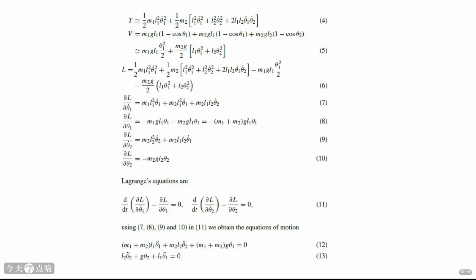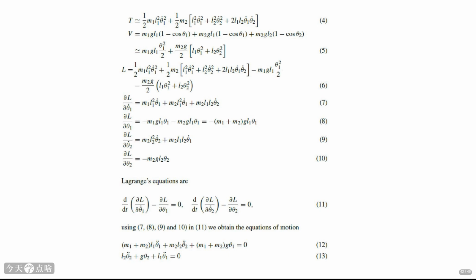With the simplified kinetic and potential energies, we construct the Lagrangian L equals T minus V. Then we apply the Lagrange equations for each generalized coordinate, theta 1 and theta 2. This involves calculating the partial derivatives of L with respect to theta 1, theta 1 dot, theta 2, and theta 2 dot.